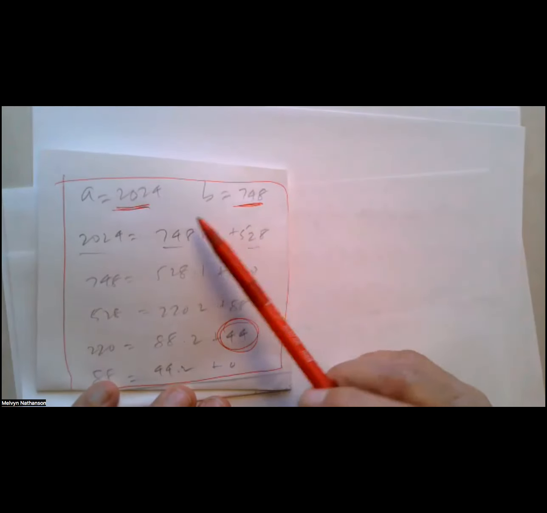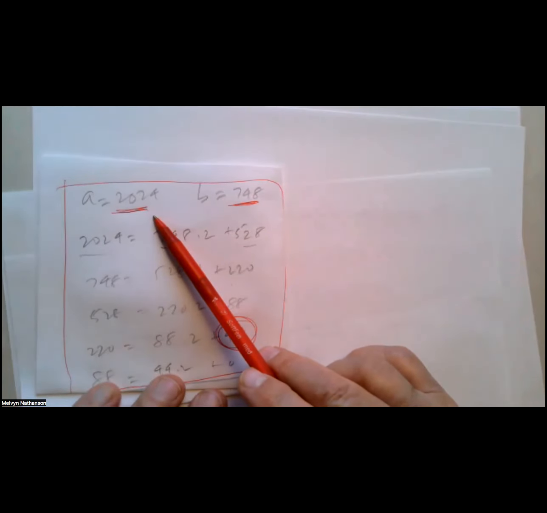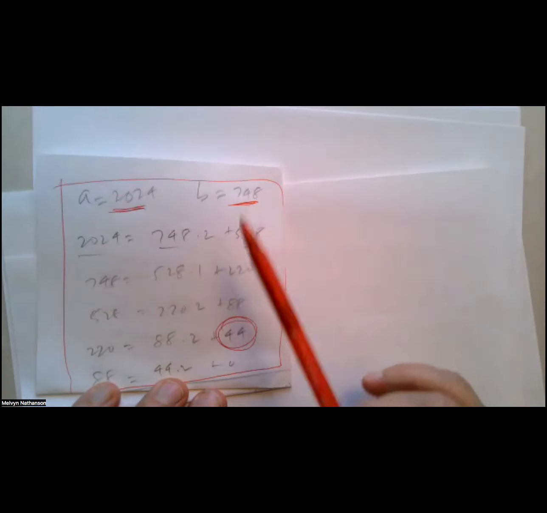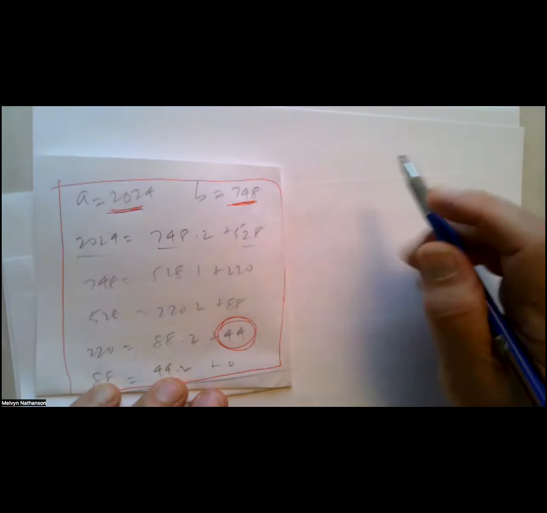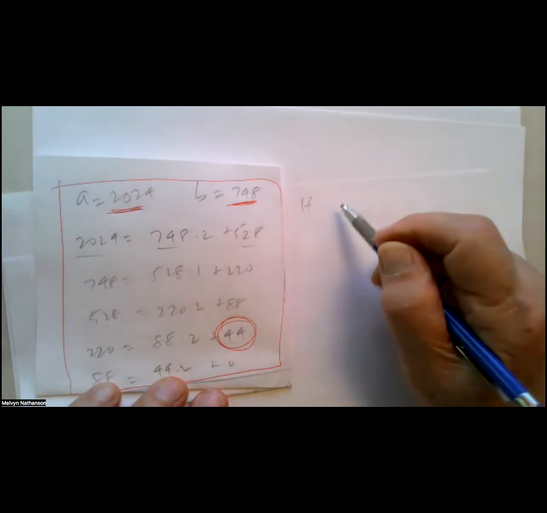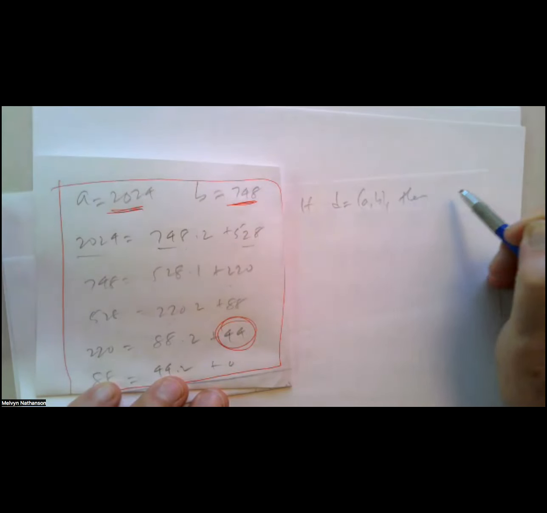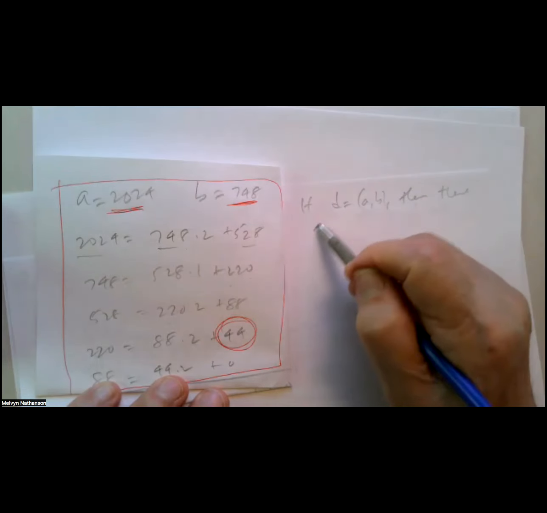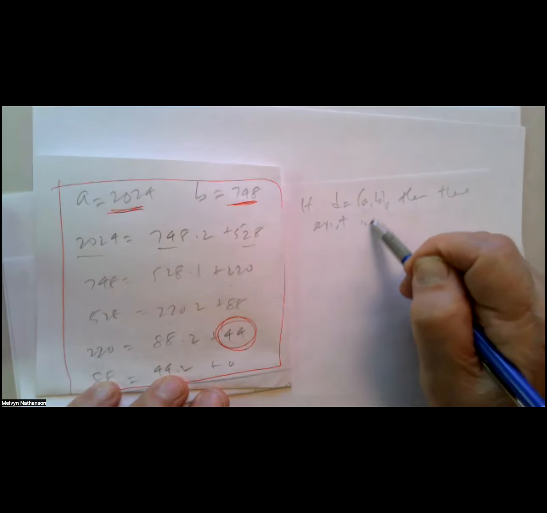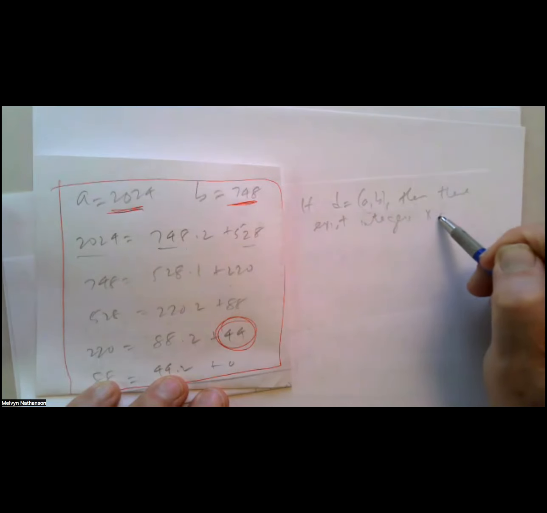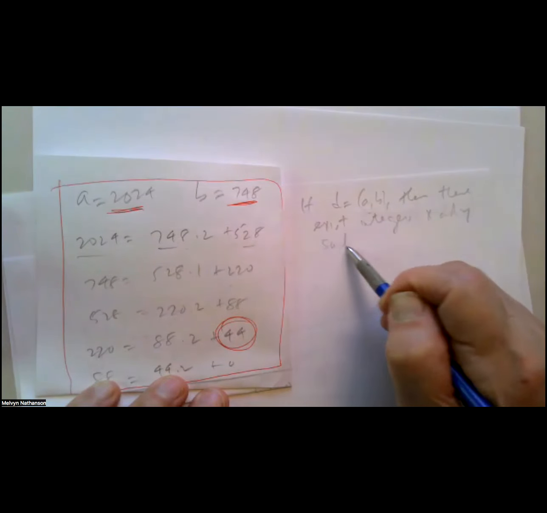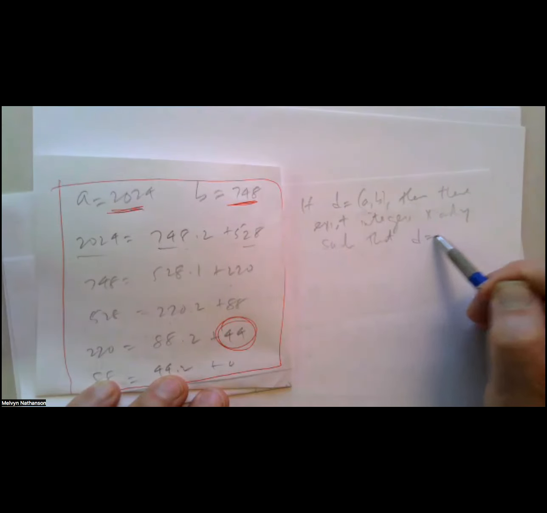So here, I have the Euclidean algorithm applied to calculate the greatest common divisor of 2024 and 748. We got 44. And the general fact is that if D is the greatest common divisor of A and B, then there exist integers X and Y, such that you can write D as a linear combination AX plus BY.